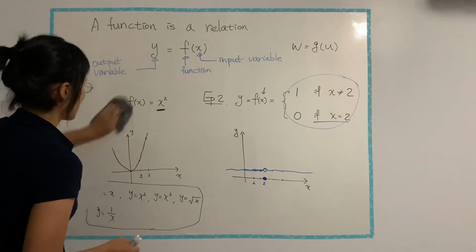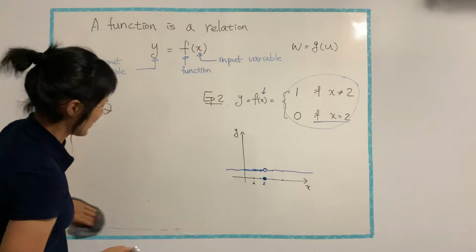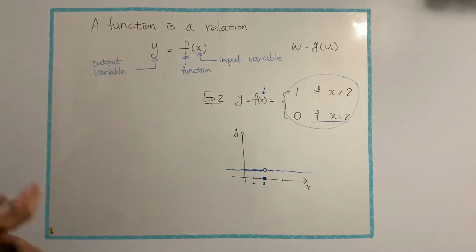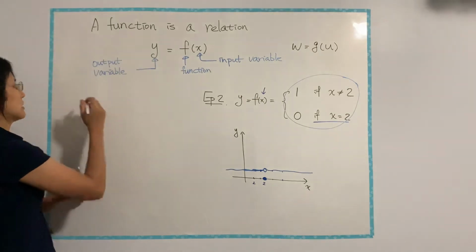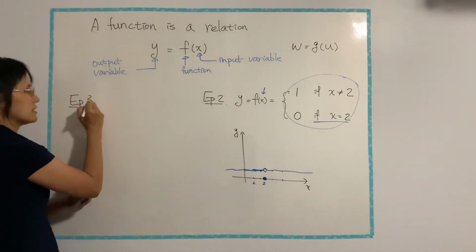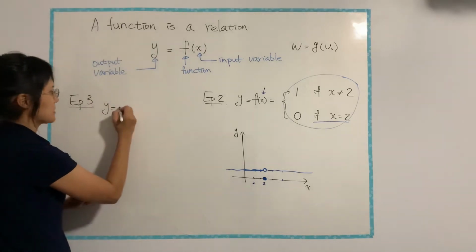Let's do example 3. This one is a little more complicated, but we can do it. Remember, you are good at math, but you have to be patient. Patient means sometimes it takes more than one step. And we just need to do one step at a time.